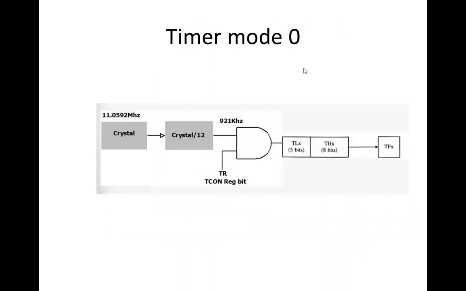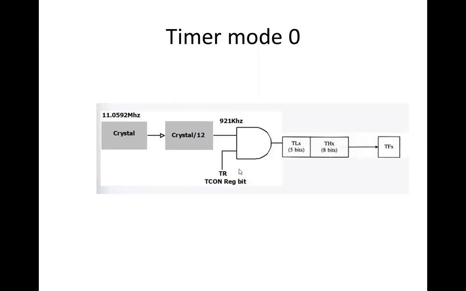This is timer 0. This is the diagram, with the crystal oscillator. The crystal divided by 12 gives the frequency which is given to the timer. This is the frequency, 91 kHz. This is TR. TR means what? In your TCON register, TR is the timer start bit. This is the AND gate. If TR is 0, your timer will stop. And if TR is 1, your timer will start.